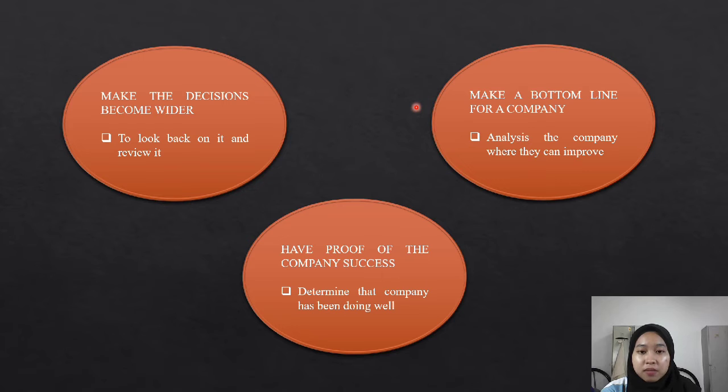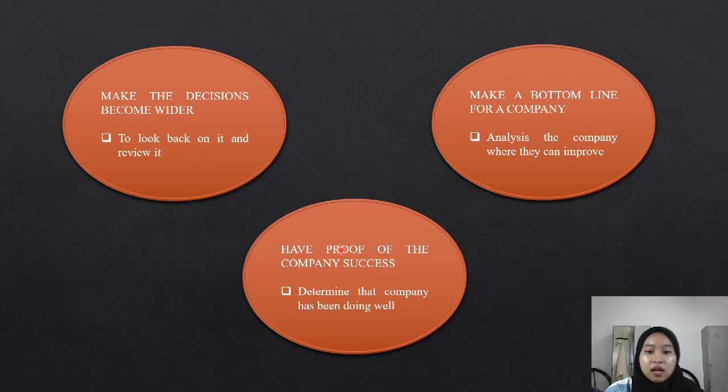Preparing profit and loss statements gives benefit and usefulness to a company. The reason why it is very useful to a company is, first, it makes decisions wider. The P&L statements are prepared to make the company able to look back on it and review how well their company fared over a chosen period of time. Using all the results, they are able to make better financial decisions because they already have a strong knowledge of how their business is doing in terms of revenue and expenses.